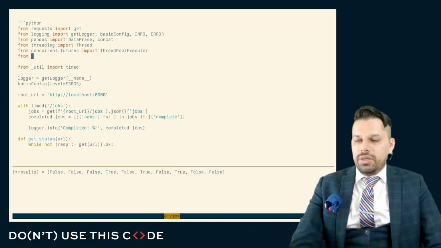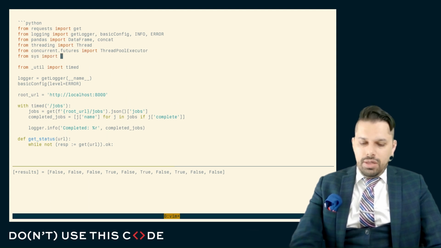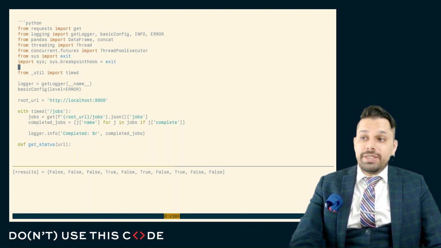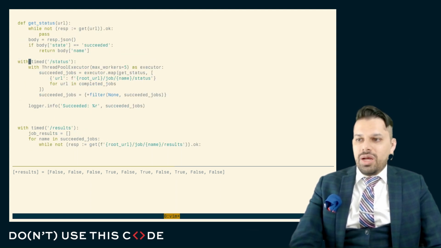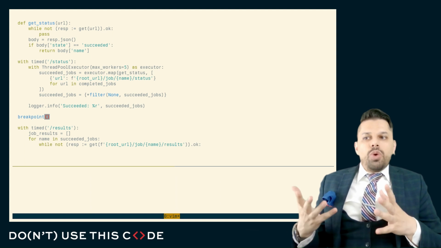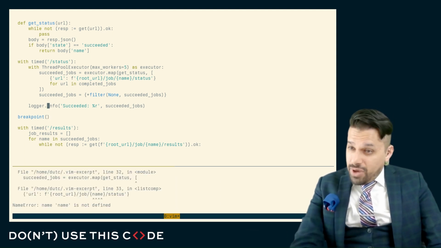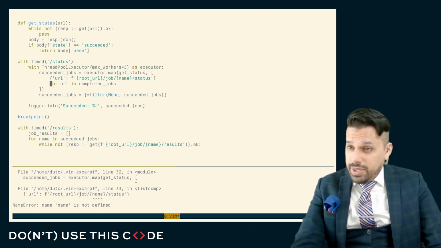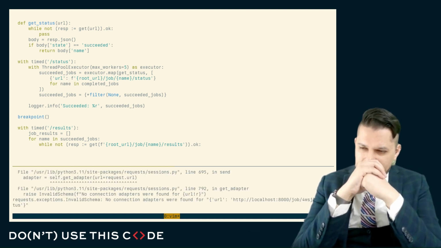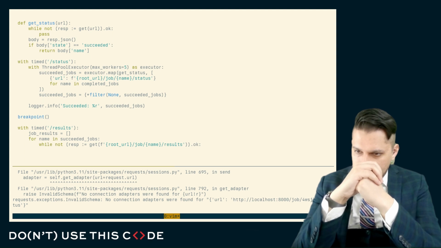So I'll show you a little trick. Let's import exit, import sys. We'll set our breakpoint hook equal to exit. This is one of my cute little tricks I like, and I'll put a breakpoint here. And of course, if I wanted to really do a breakpoint, I could swap out what that breakpoint hook is. Finally, I think this needs to be name. And I think we are almost there.